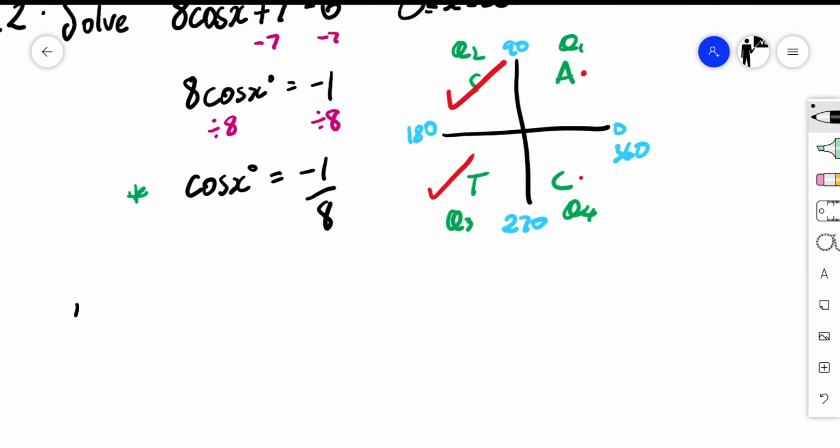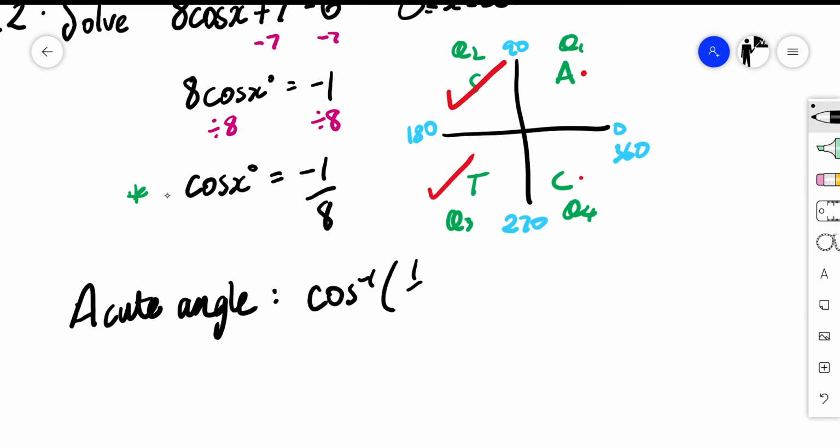Okay, we're going to find our acute angle now. For the acute angle, we'll do cos inverse of 1/8. Remember, at this stage, we drop the negative. We use the negative to identify where to tick, but we drop the negative when we're finding the acute angle. That's 82.8 degrees. So that's what we're working with.